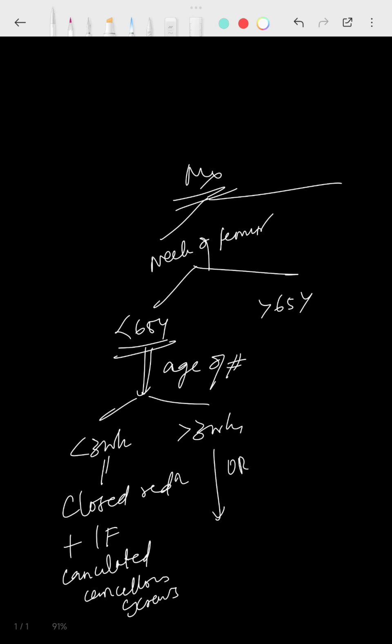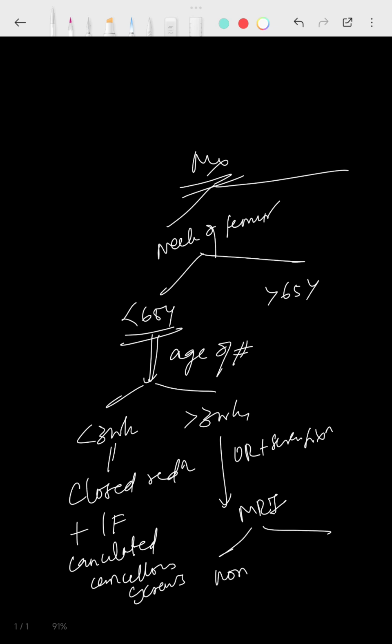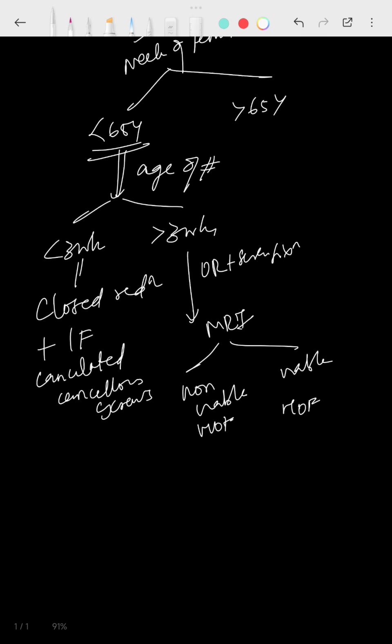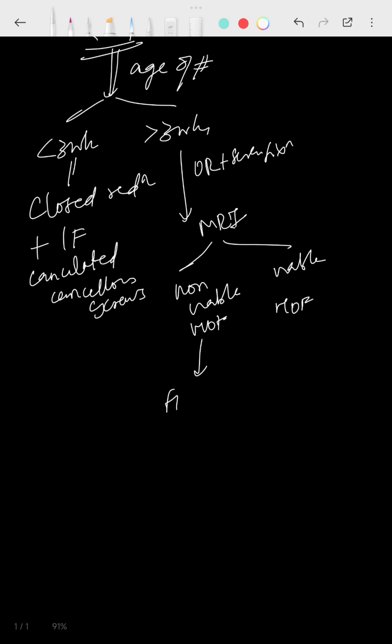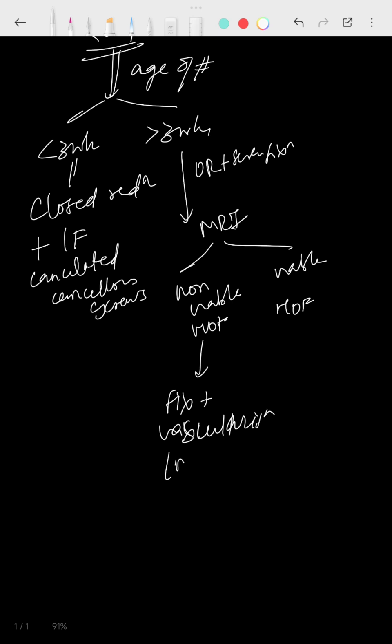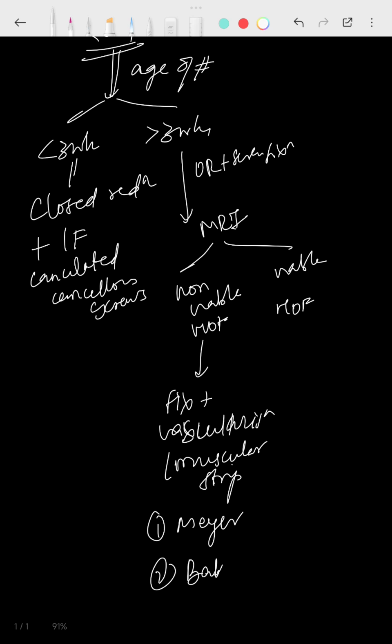If it is more than 3 weeks, you do open reduction with screw fixation. And you check in MRI whether it is a non-viable head of femur or a viable head of femur. If it is non-viable, then you fix the fracture site with vascularization with muscle pedicle graft. Basically use Meyer, Bhuxy, and fibular vascular graft. Meyer is your quadriceps tendon. Bhuxy is your tensor fasciae.